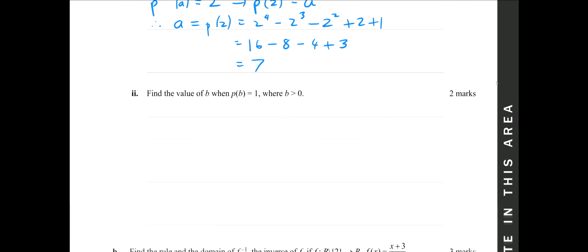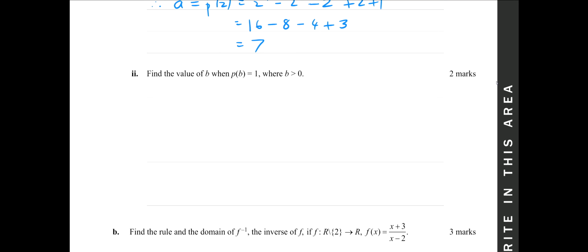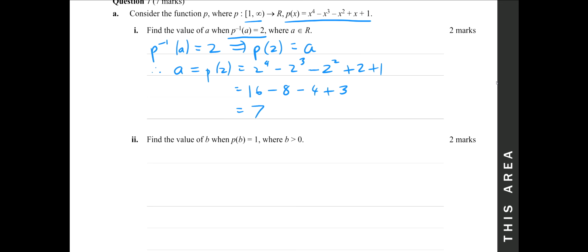Right, moving on to part 2. Find the value of b when p of b is equal to 1, where b is greater than 0. Okay, so here I'm going to take the function, so p of b, and basically just chuck in x equals b in all the x appearances. So that's going to be b to the 4 minus b cubed minus b squared plus b, and then of course plus 1, and we need that to equal 1.